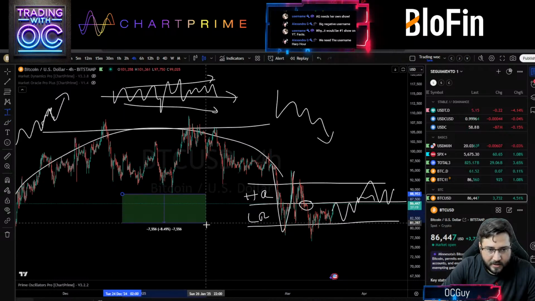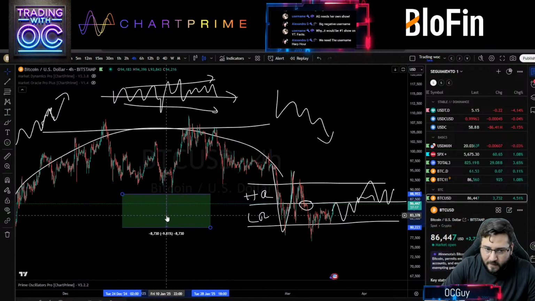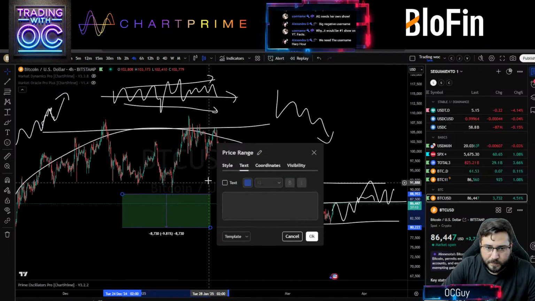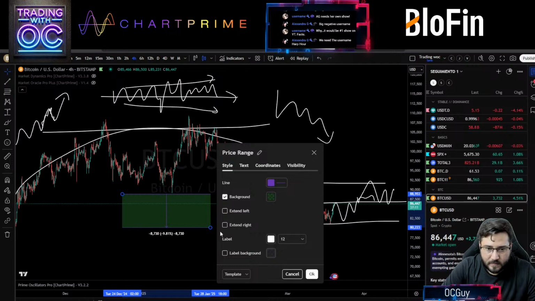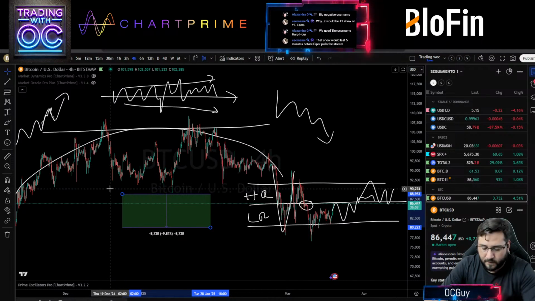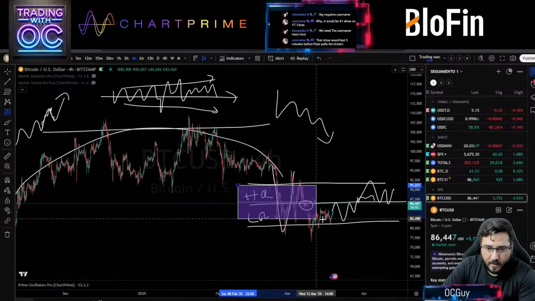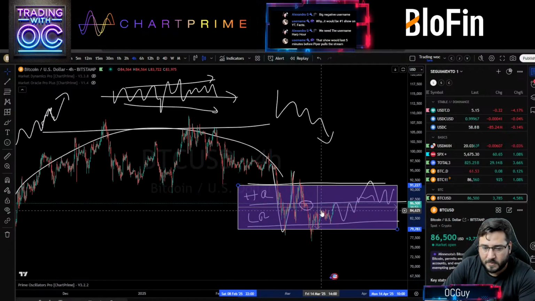range, let's take a look here. I have it turned off, just so you know. But if we go to style, there we go. We can turn on the center line. Where is label background? Let me see. Maybe I'm just confused about the tool. We'll take a look at this one here. Right there. It usually comes as the middle line.